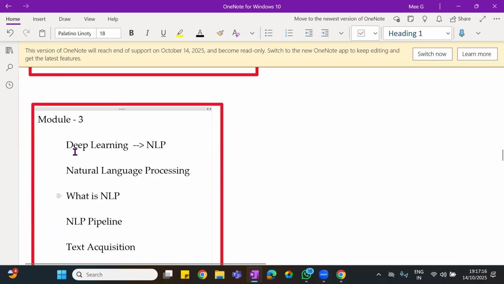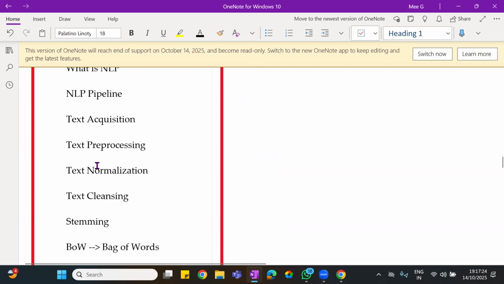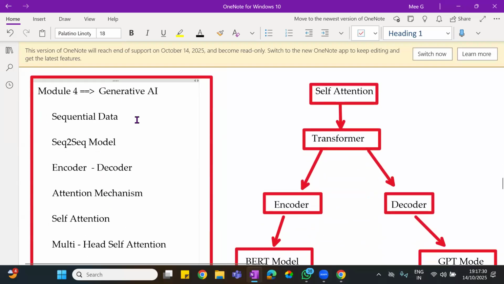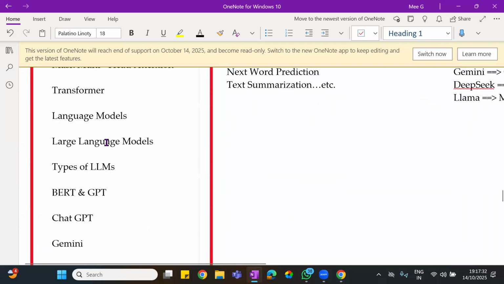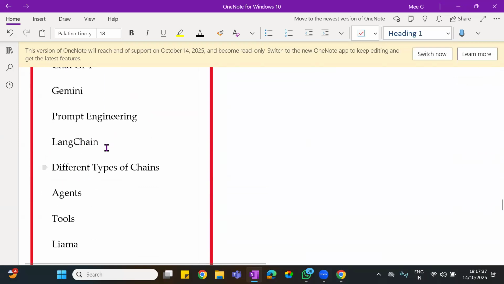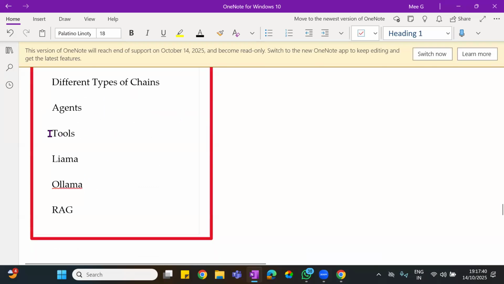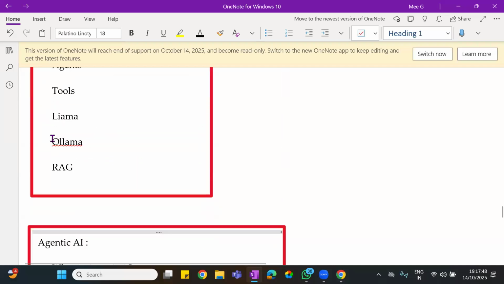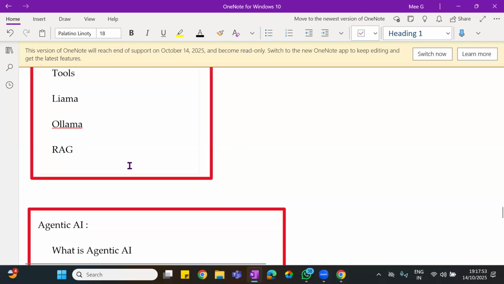The module 3 is deep learning, NLP, natural language processing. We will do all the prerequisite stuff over here, and then we will get into generative AI, and we will see what is LLMs, what is GPT, what is ChatGPT, prompt engineering, LangChain, different types of chains, agents, tools, Llama, all these things. We will also see the Hugging Face and Groq platform.